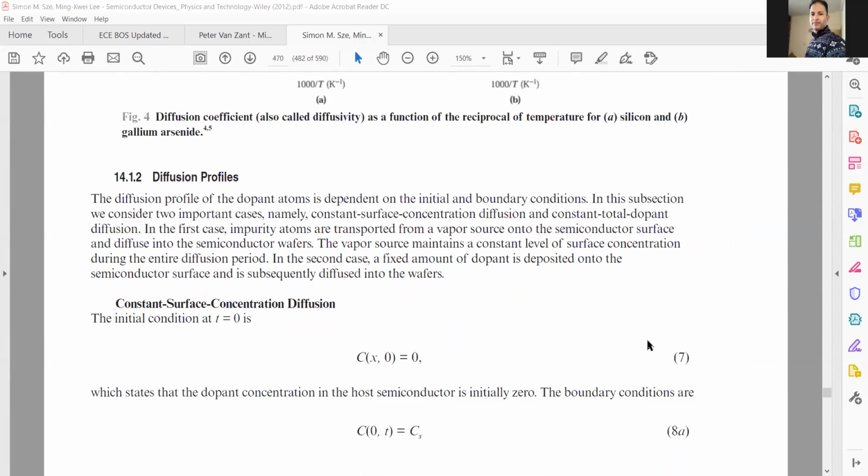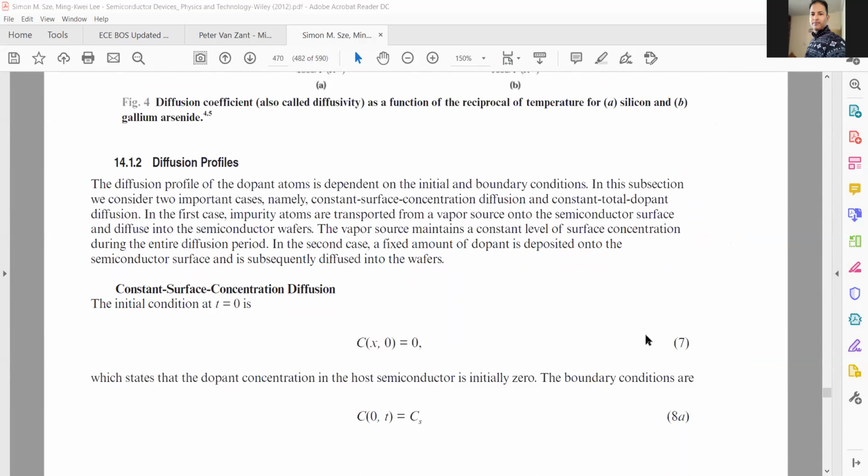Next is how to estimate diffusion profiles. When we estimate diffusion profiles, we look into two types of conditions. One is the condition when we have pre-deposition happening. In pre-deposition, the source of dopant is always present at the surface, if you could recall what we discussed in the last class.